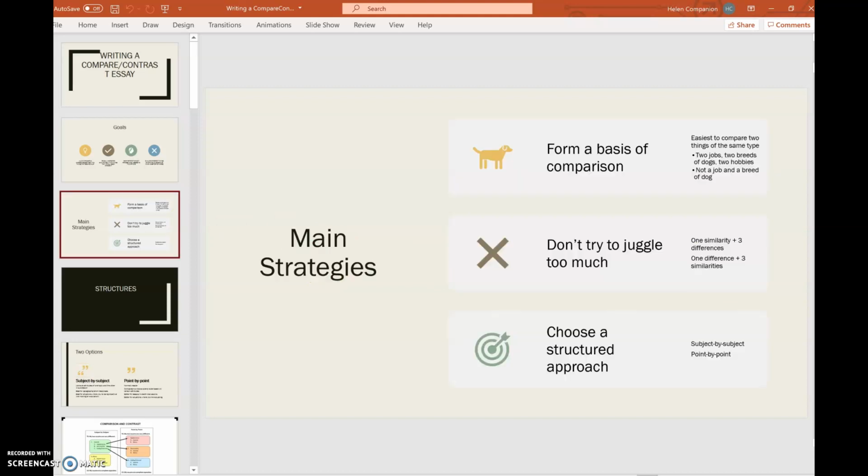A lot of you, I think, have been exposed to this before, so I'm hoping I can go through it pretty quickly. The main strategy here is to form a basis of comparison. It's easiest to compare two things of the same type. So two jobs, two breeds of dogs, two hobbies, not a job and a breed of dog, because those are not going to have enough similarities to work.